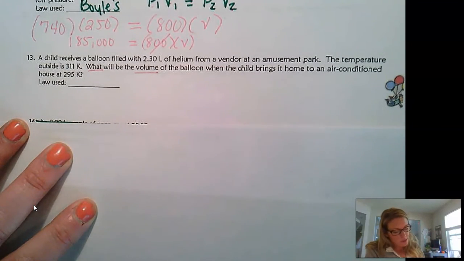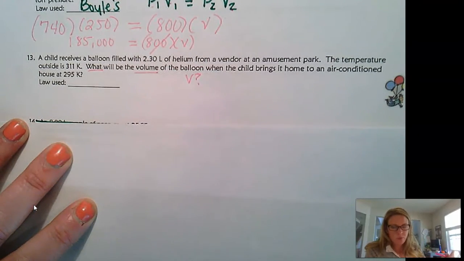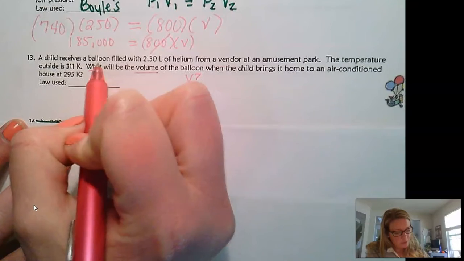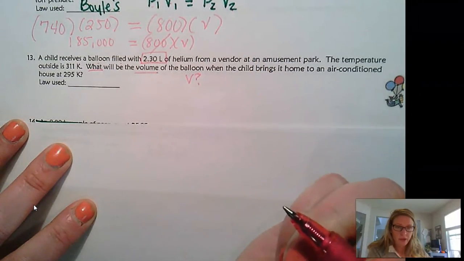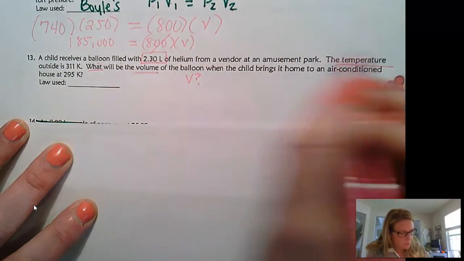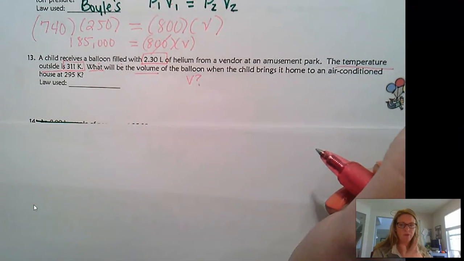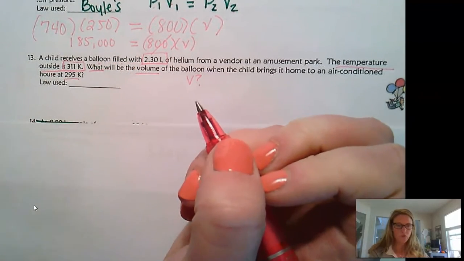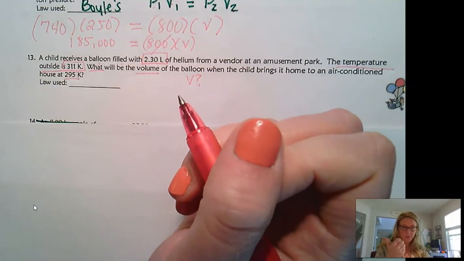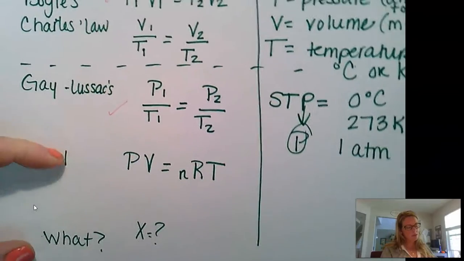Okay, so let's go back. We know that we're going to be looking for volume. That's definitely something we're dealing with. Let's go back and figure out the rest. A child gets a balloon filled with 2.3 liters of helium from a vendor at an amusement park. The temperature where the amusement park is 311 kelvins. That's another temperature. So far we have volume and we have temperature. What will be the volume when the kid brings the balloon home to a house that's only 295 kelvins? So what are we dealing with so far? We're dealing with volume of a balloon, and we're dealing with the temperature of the outside versus the temperature of the house.